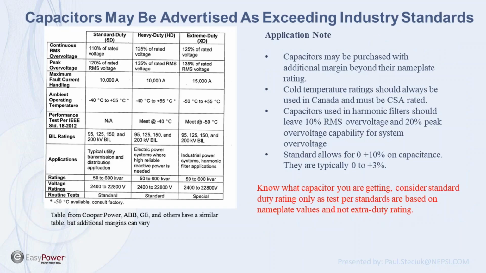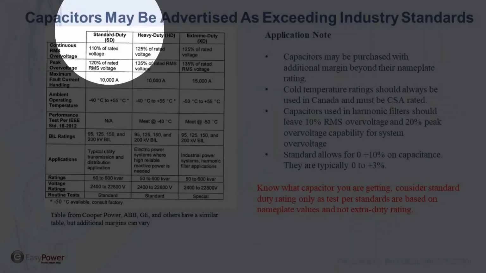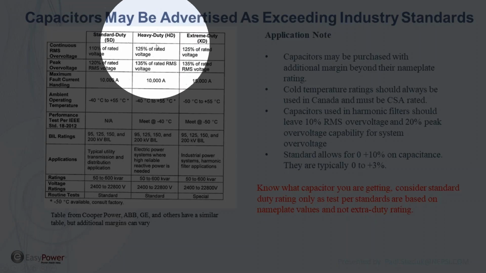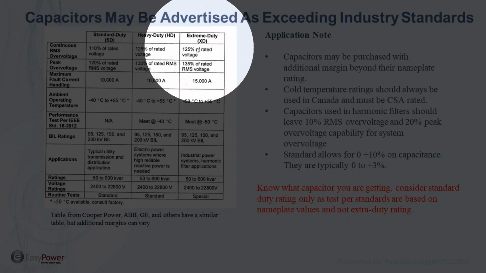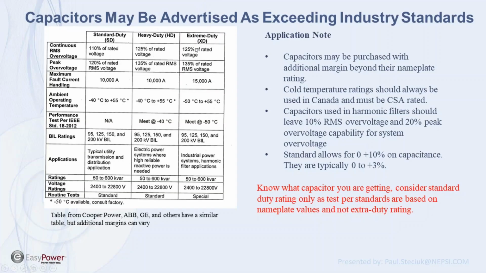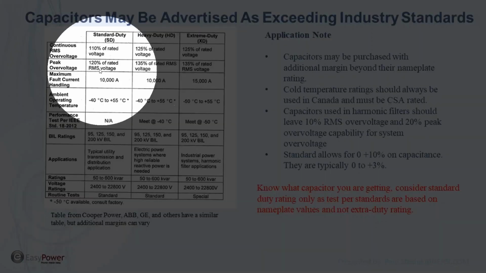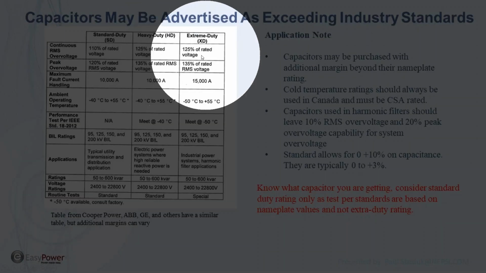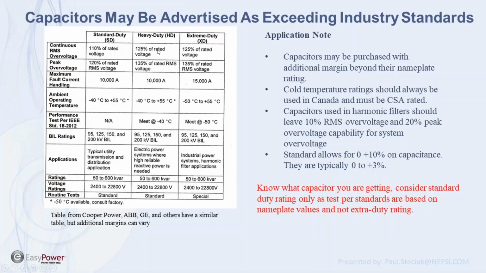When you're looking at capacitors, there are different types of capacitors. This happens to be a data sheet put out by Cooper. There's what's called standard duty, heavy duty, and extreme duty, and you're going to pick one of these ratings. You need to know that if you go to ABB or to GE, you may have a different over voltage capability based upon the duty of the capacitor.